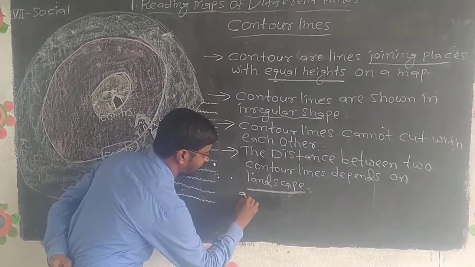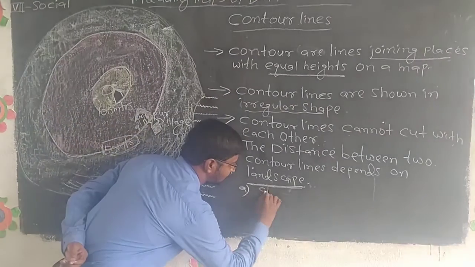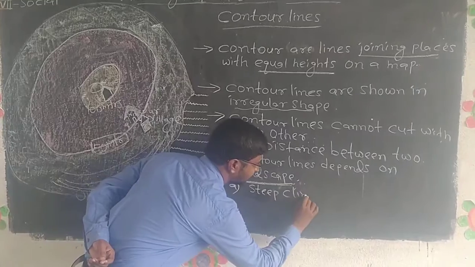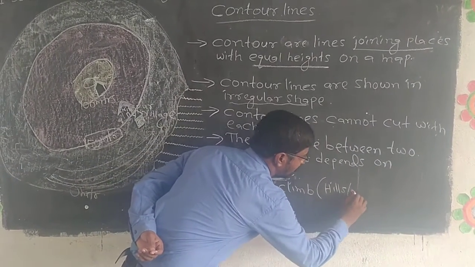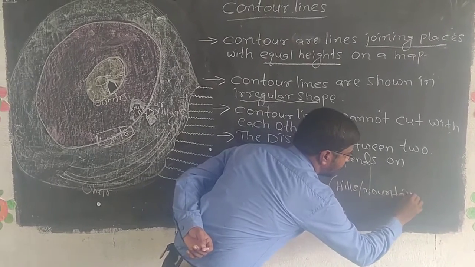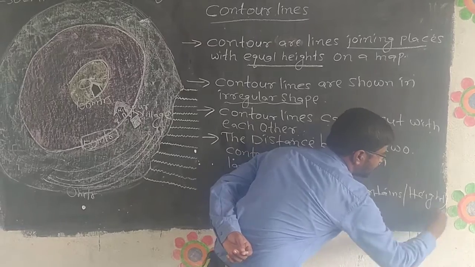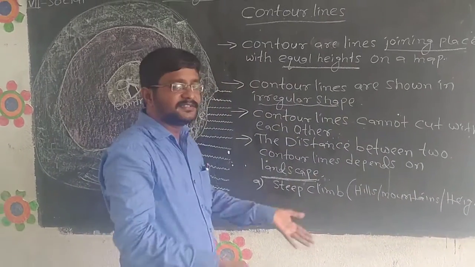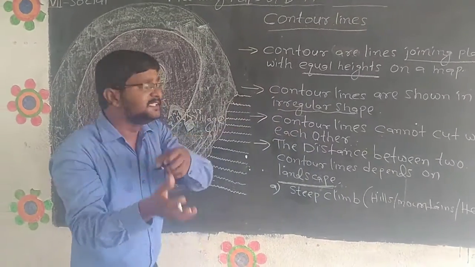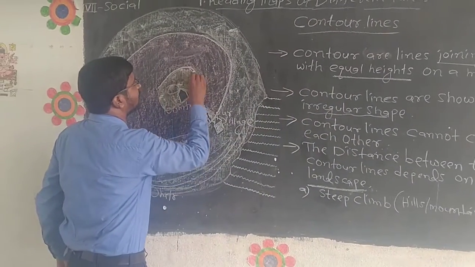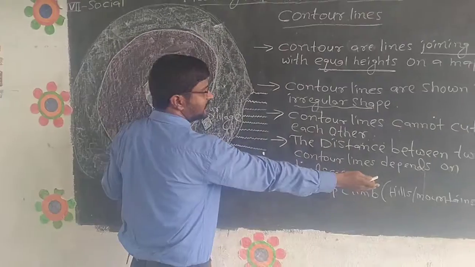For example, if the land has a steep climb, steep climb means, for example, hills or mountains or any height region, that region is steep climb region, right? Then what happens? The contour lines will be near each other. See, if you see here, this is 100 meter contour line. It means that region is located on very height.